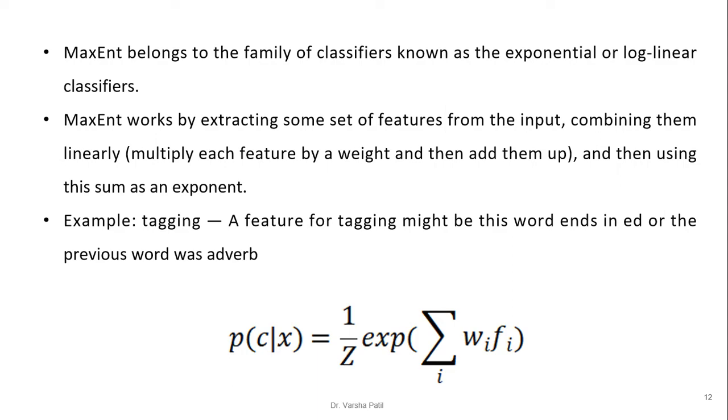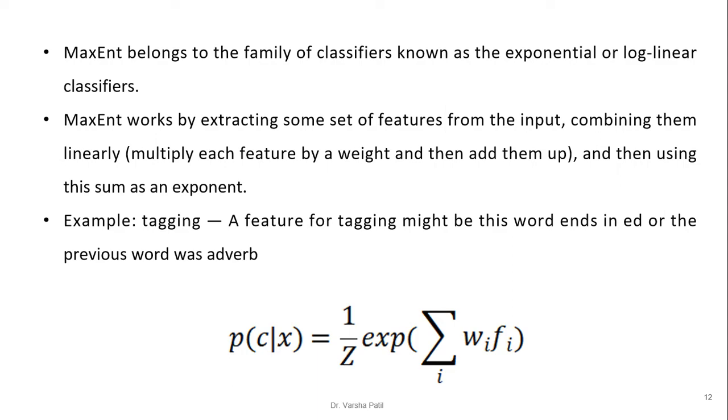A feature for tagging might be that this word ends in -ed, or the previous word is an adverb. For example, consider the statement "she absolutely passed". At that time we use the various features in the neighborhood of the word "passed", and based on that we can take the decision. That's why a feature for tagging might be that this word ends in -ed or the previous word was an adverb, to determine the correct part of speech tag for the word "passed".